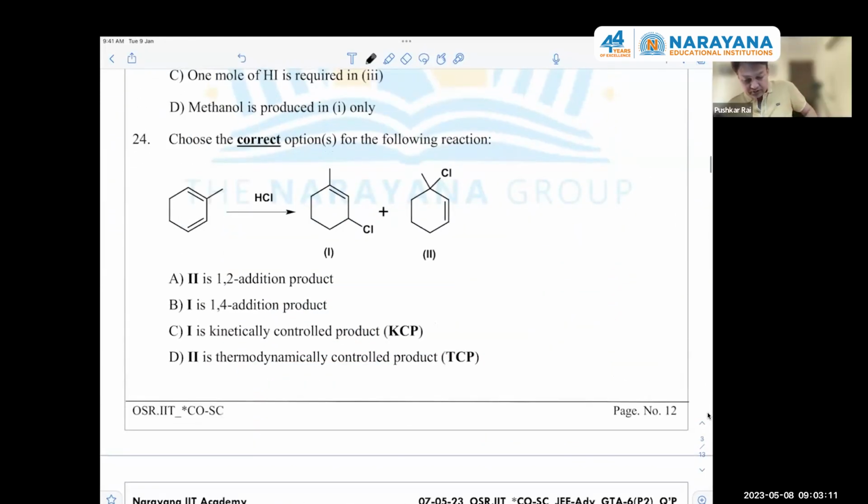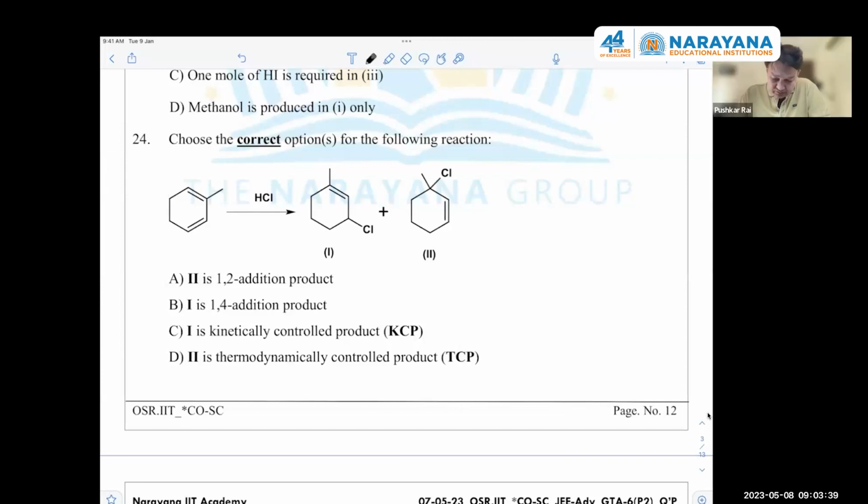But organic chemistry, you should be taking this to Ashish sir, because I'm not the authority here. But it is a 1,4 addition. You have to add HCl, then see the carbocation stability. There are two products. What is the problem here? Sir, as I thought, C and D would be correct, but he gave only A and B.